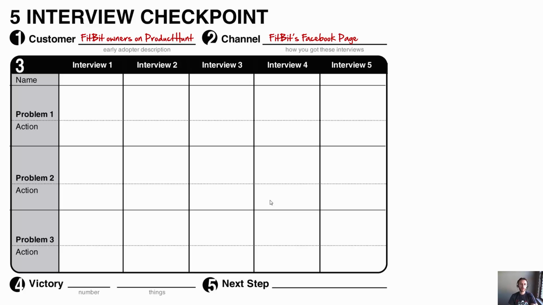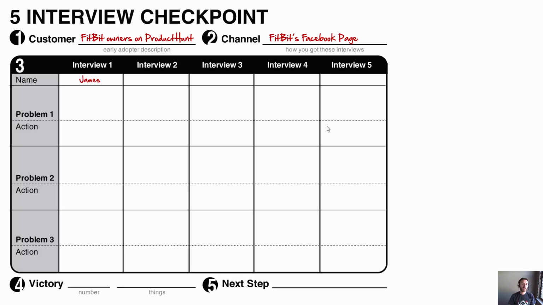Then you're going to simply fill out these columns, one for each interview you've done, and then a row for each problem that came up during that interview. All right, so that's all you're going to capture here. You should have lots of other notes that you're going to set aside, but all we're looking for in this worksheet is the name of the person you interviewed, the problem that they expressed they had, the action they're taking to address that problem, up to 3 problems, and for your 5 interviews. So, let me show you what that looks like.